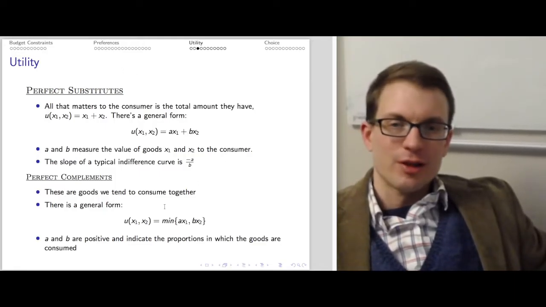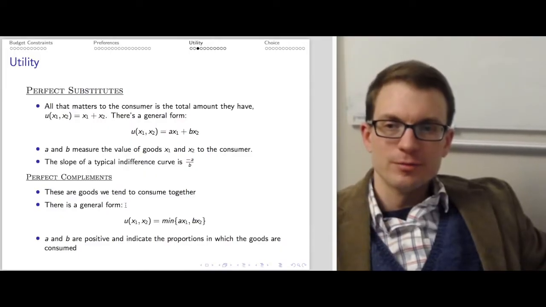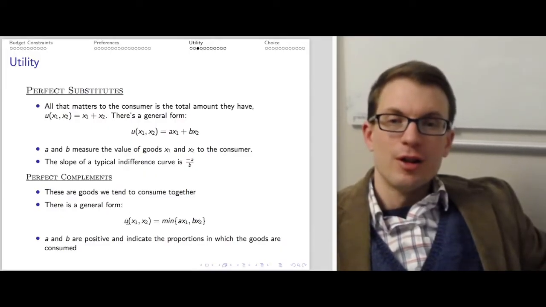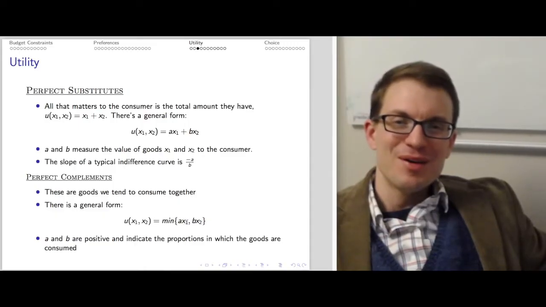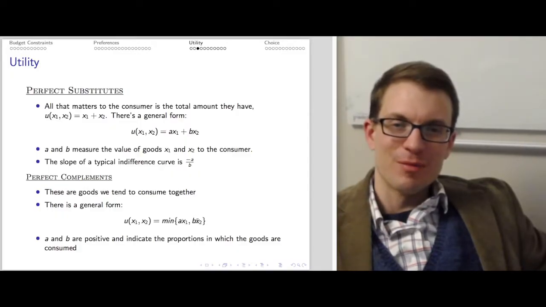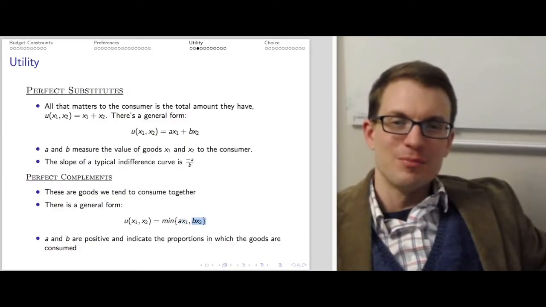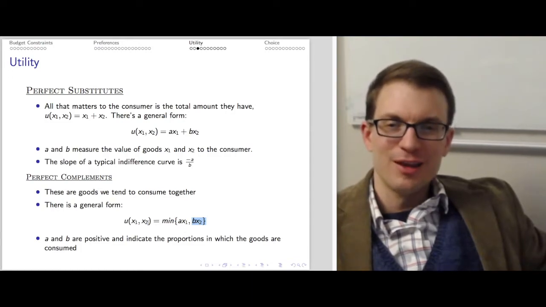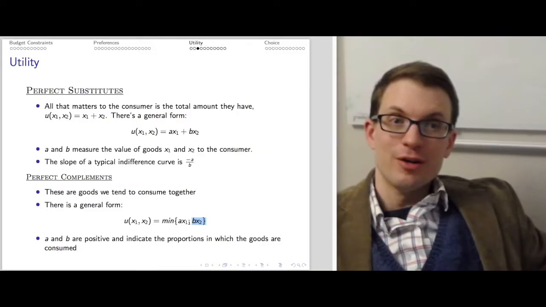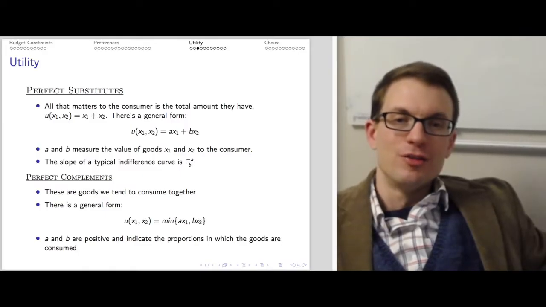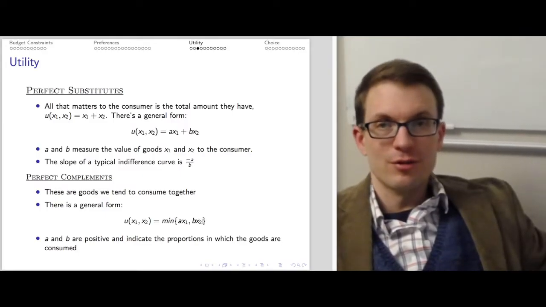Perfect complements are like left shoes and right shoes. These are goods we consume together. The general form would be that my utility is equal to the minimum of the benefit I'm getting from x1 and the benefit I'm getting from x2. Suppose x1 and x2 are left shoes and right shoes. My utility based on shoes is equal to whichever is smaller, the amount of left shoes I have or the amount of right shoes I have. Why smaller? Because whichever is smaller governs the number of complete pairs I have. That's why it has to be the minimum.